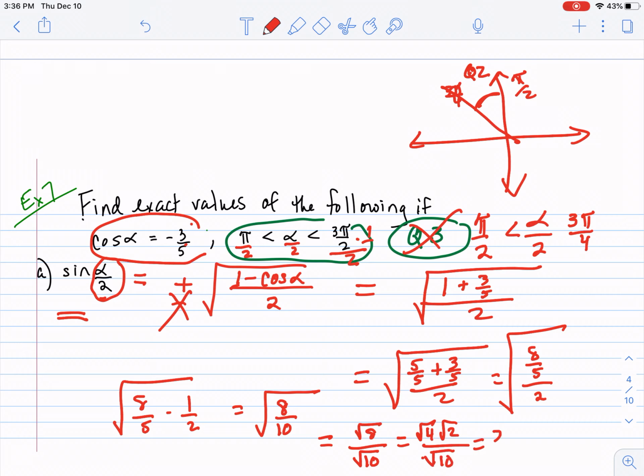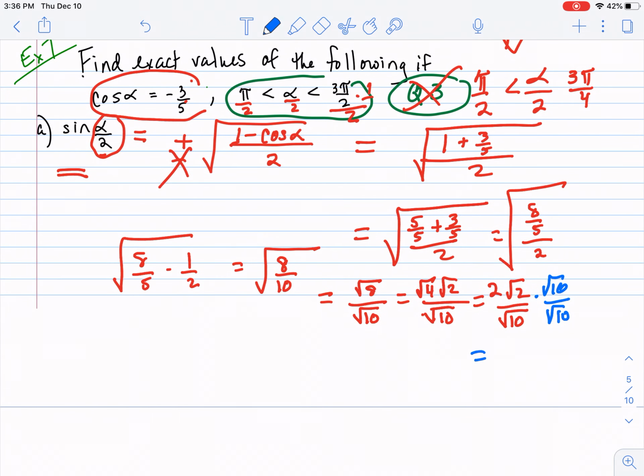That equals 2 rad 2 over 10. I can cancel and cancel. Sorry, square root of 10. I can't cancel, sorry. That was a mistake. So 2 rad 2 over the square root of 10. All right, here's what we're going to do here. We're going to rationalize that. We're going to multiply by rad 10 over rad 10.